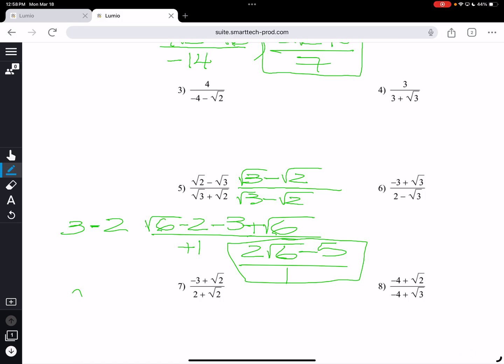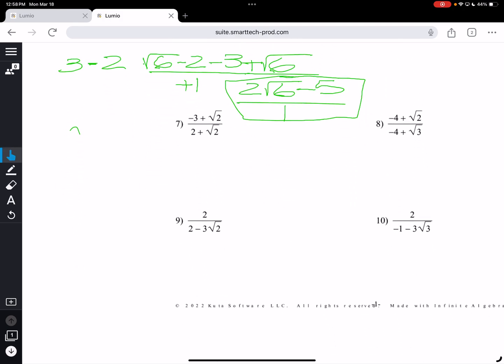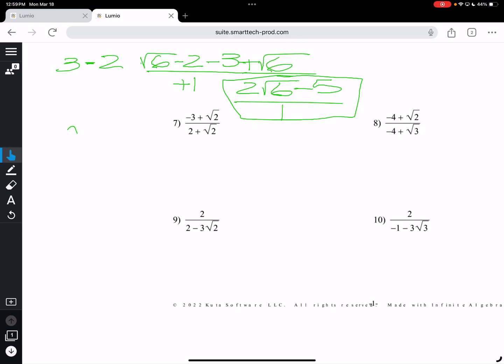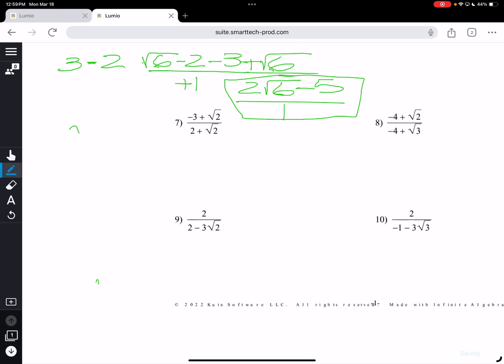All right, do number 9. You've got 3 minutes for the bell, I believe. More than 3 minutes. 4 minutes, maybe 5. Y'all got time. What are you going to multiply 9 by, the denominator? 2 plus 3 radical 2. Wait, what question are we on? 9. I didn't move it up.